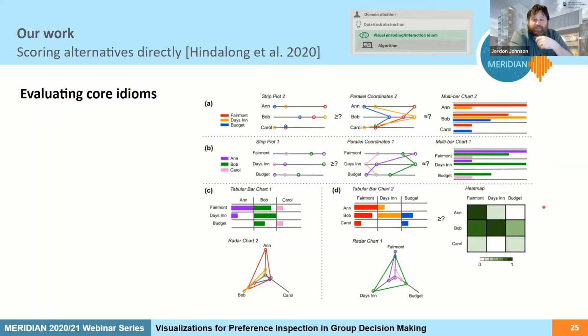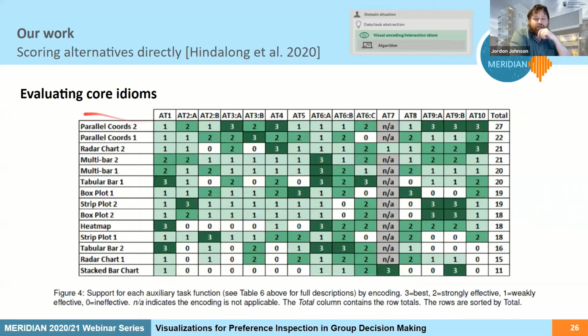So we performed this for all of the idioms that we looked at, for all of the auxiliary task functions and all of the possible cases for each of the auxiliary task functions. And so we scored them on a 0 to 3 scale, 3 being the best, 0 being completely ineffective. And we noticed something interesting.